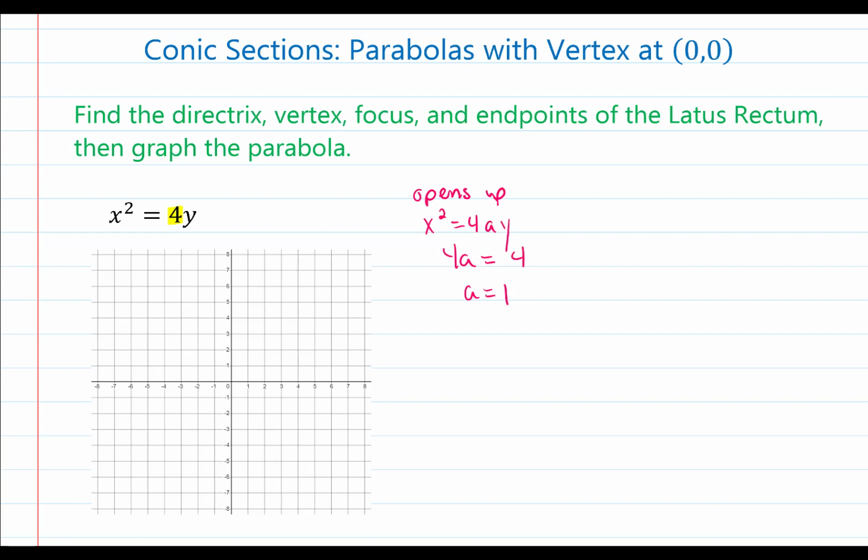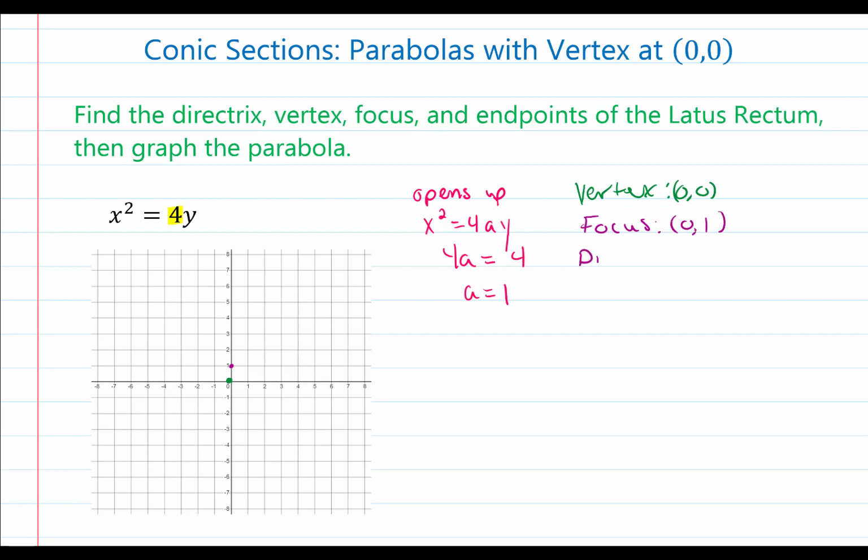Let's start with the vertex, which we know is on the origin because it's stated in the heading, and also because there is not a horizontal or vertical shift. Because the parabola opens up, the focus will be 1 unit above the vertex. That means that the focus has the ordered pair (0, 1).